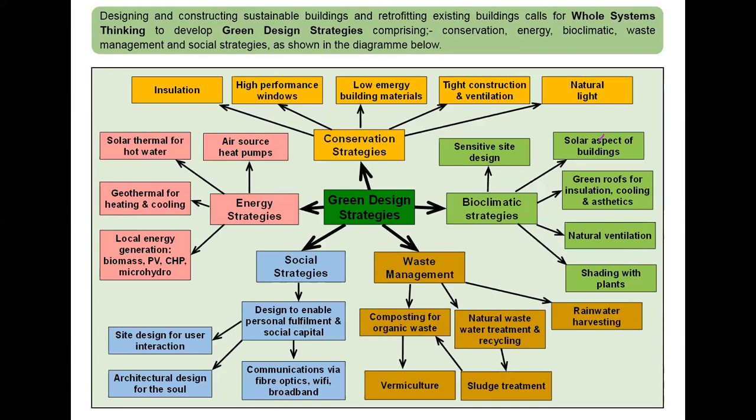But what about making the building appealing to the end user or the beneficiary? So here we've got social strategies. How can we design something that enables personal fulfillment and the development of social capital? This is especially important for public facilities like sports and recreation facilities, libraries, community halls, youth centers, and so forth. So we design with the process in mind instead of the form of the building. And I think the one box there that says architectural design for the soul pretty much sums up the social strategies involved in this green design.